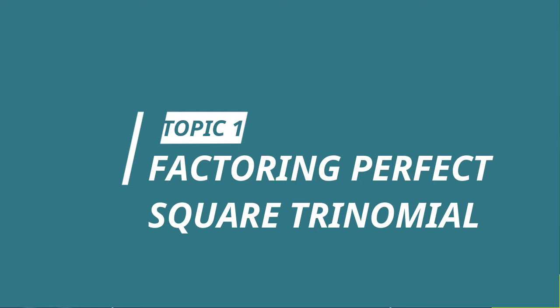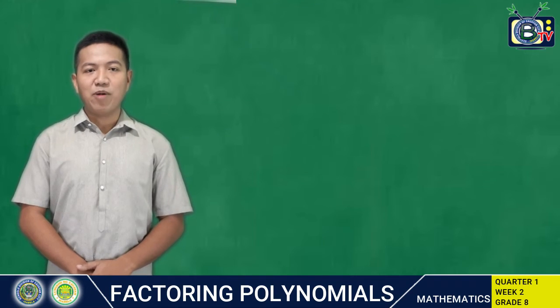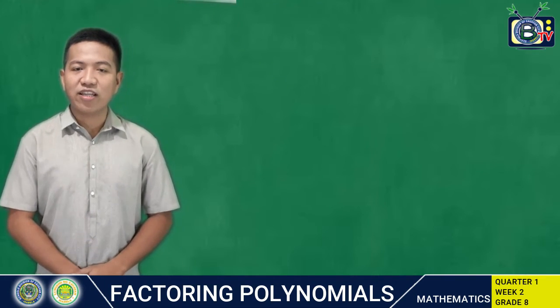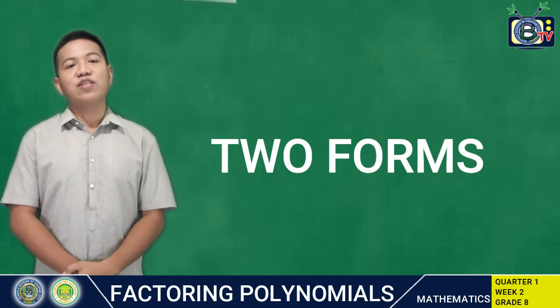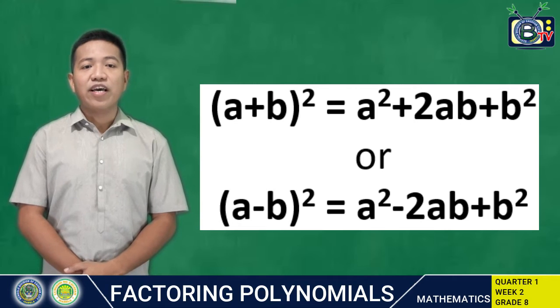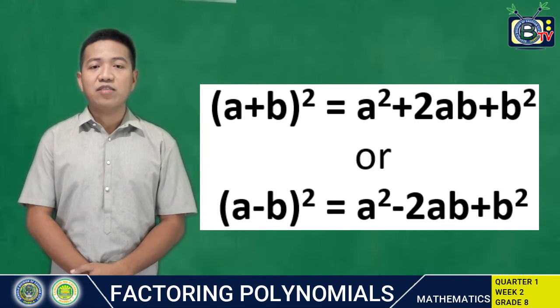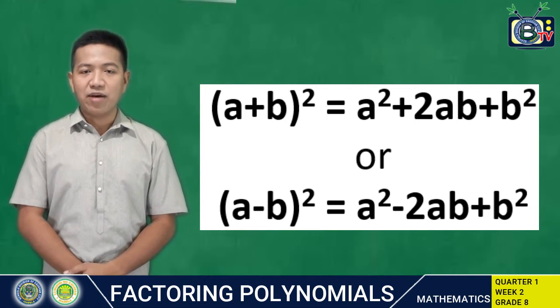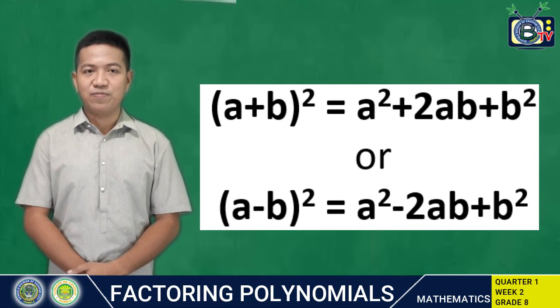This kind of product is the result of squaring a binomial. In symbols, we can have them in two forms. The first one is (a + b) squared is equal to a squared + 2ab + b squared, or (a - b) squared is equal to a squared - 2ab + b squared.